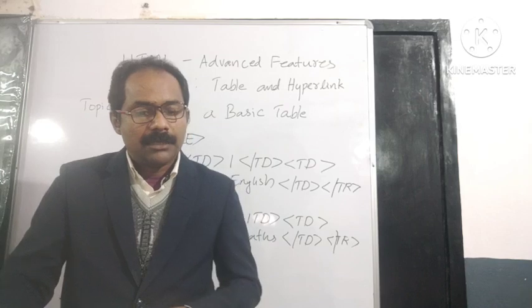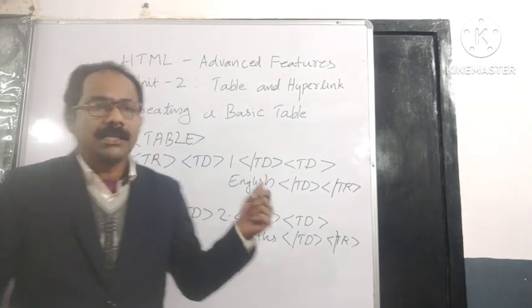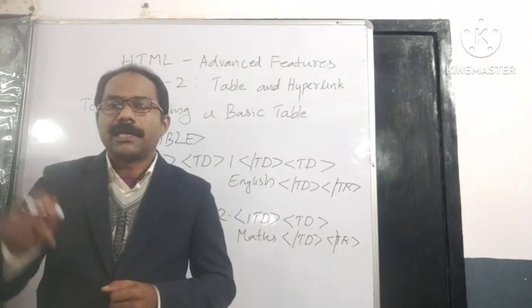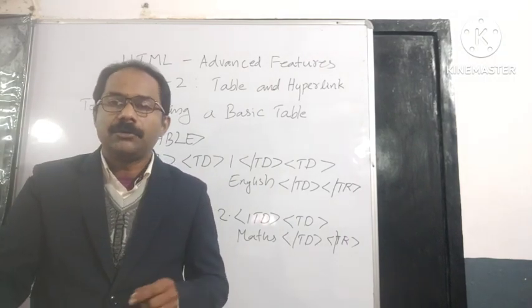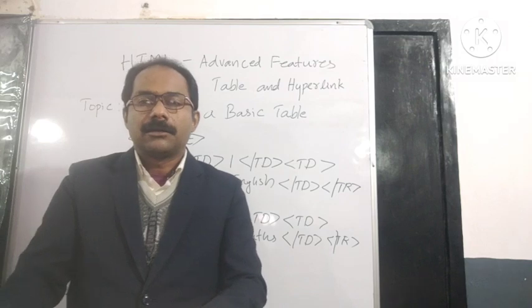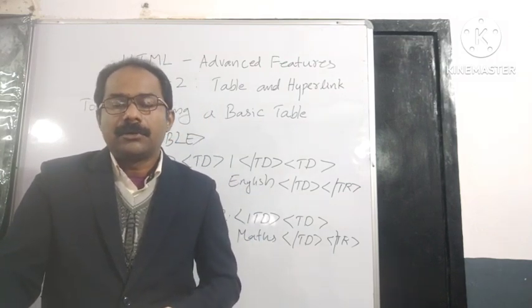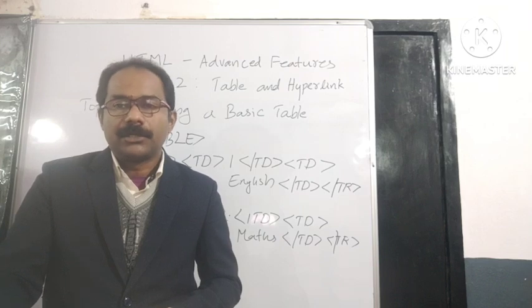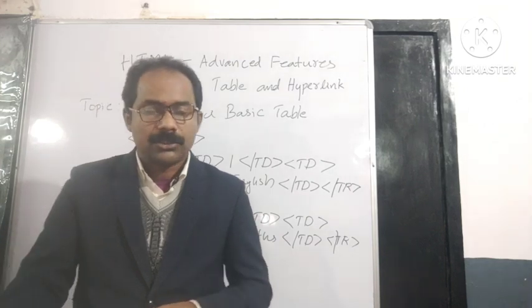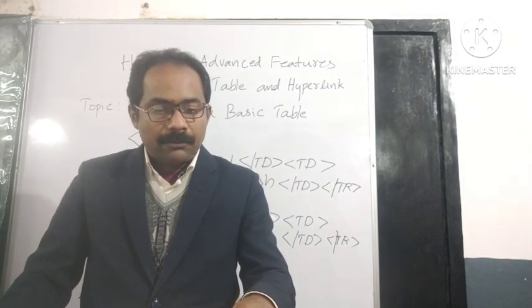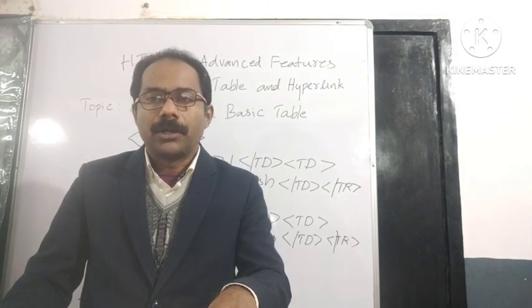Now table heading and border. We know that if you are just giving the table tag, it will not display the border or the line between the rows and columns. If you want to have those row lines and column lines, we have to use the border attribute with the table tag. So that we are going to discuss here. Page number 144, table heading and border.